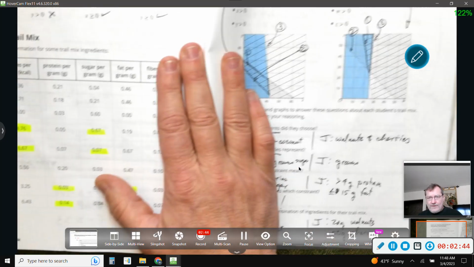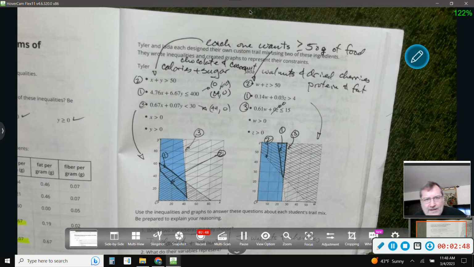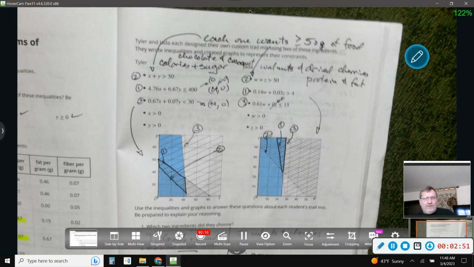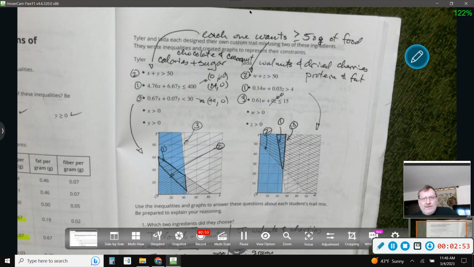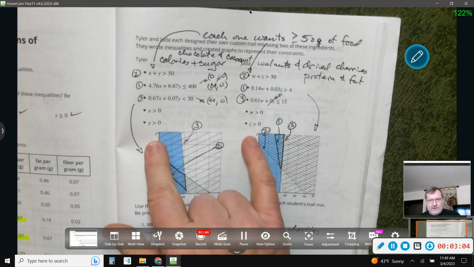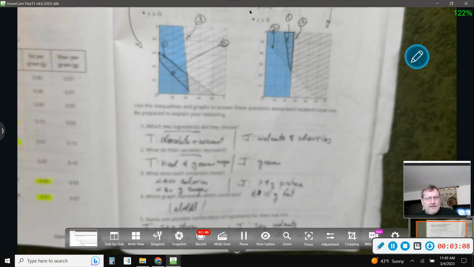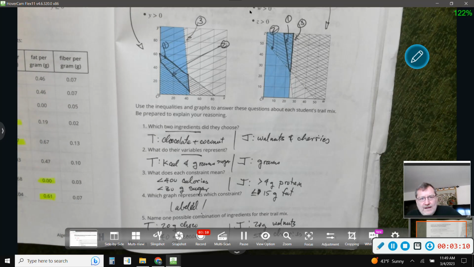So at the top of the page they say Tyler and Jada each designed their own custom trail mix using 2 of these ingredients. They wrote inequalities and created graphs to represent their constraints. They got a bunch of equations here, and it's all spelled out here. Then they start asking questions down here. Use the inequalities and graphs to answer these questions about each trail mix.